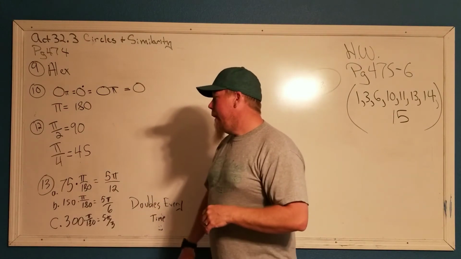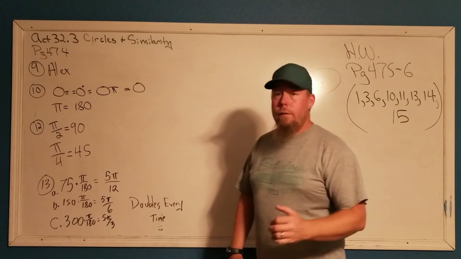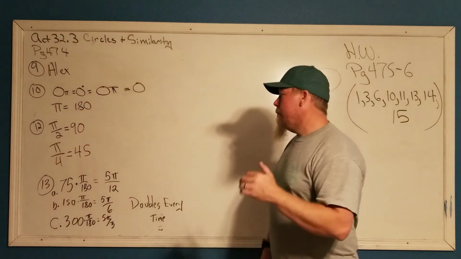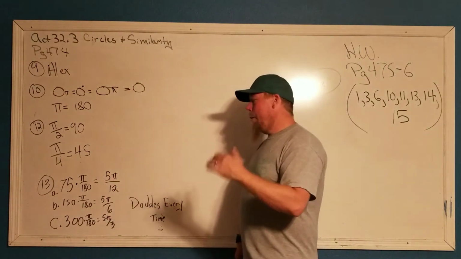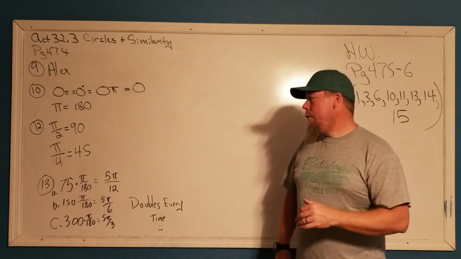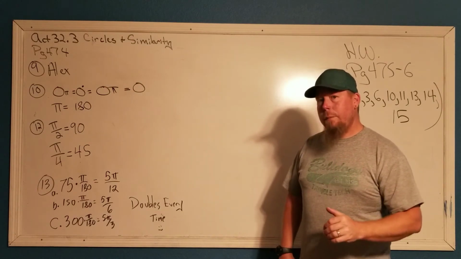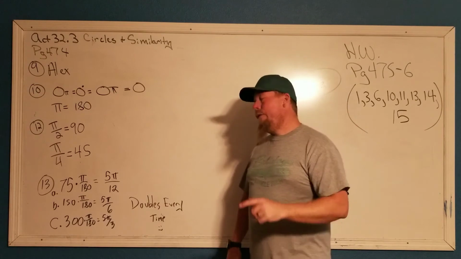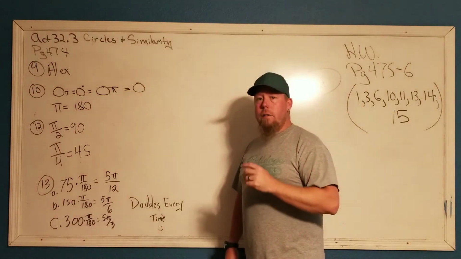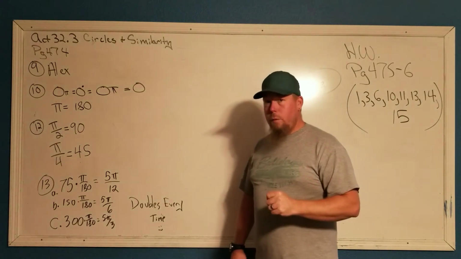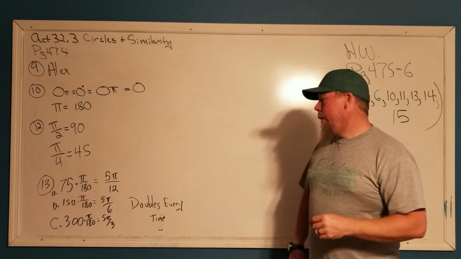The last one's kind of fascinating with 13. We start with 75 degrees. 75 degrees, when you convert it, is 5 pi over 12. If we double that degree measurement, we get 150, which is 5 pi over 6. If we double that again, we get 5 pi over 3. Notice the radian measure is being doubled each time as well, which is kind of a cool, fascinating thing.